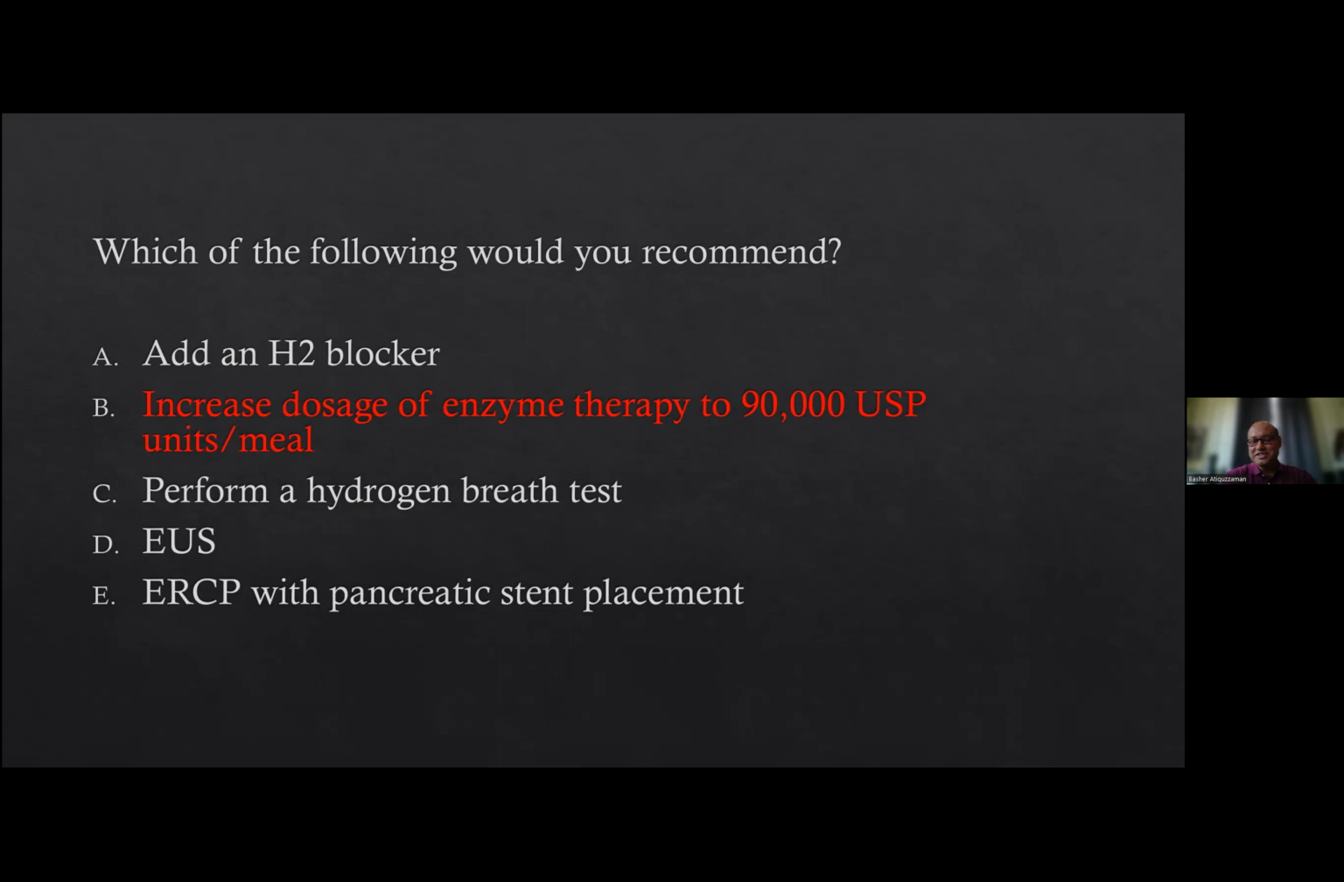So this is a very important thing, that simple thing. We have to increase the enzyme therapy, and we eat meals. And we have to tell them, you have to take it during the meal or after the meal. I would like to ask Irshad. I know the pancreatic enzyme is very popular in Bangladesh. Do you encounter this problem very often?